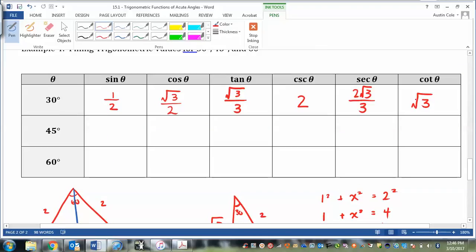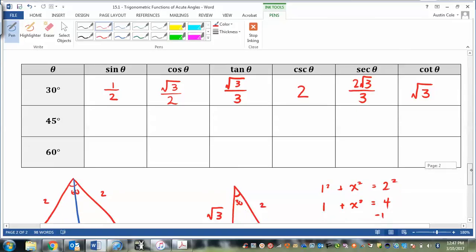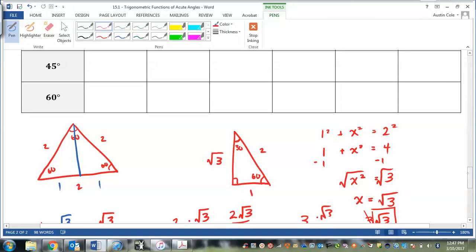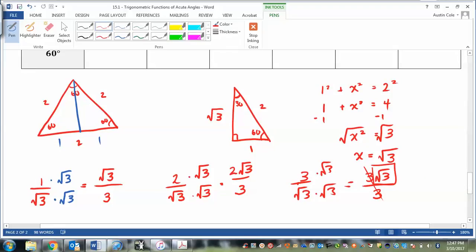Classic. So, what have we done? We have found the exact values of the cosine of 30 degrees, sine of 30 degrees, tangent of 30 degrees, and so on. We found the exact values. Okay? Now, let's go down to 60 degrees. Because I think I have 60 degrees here, right?